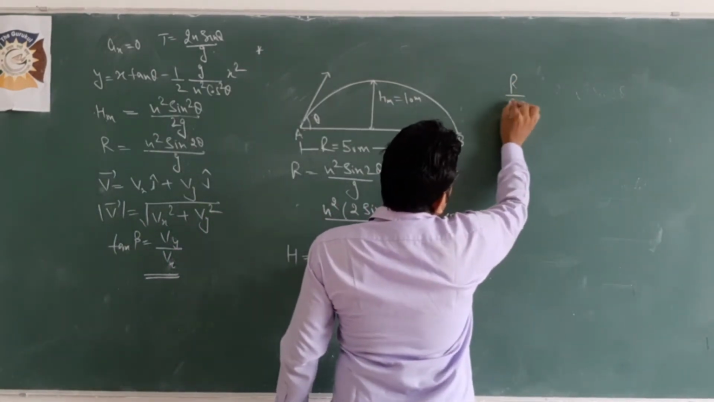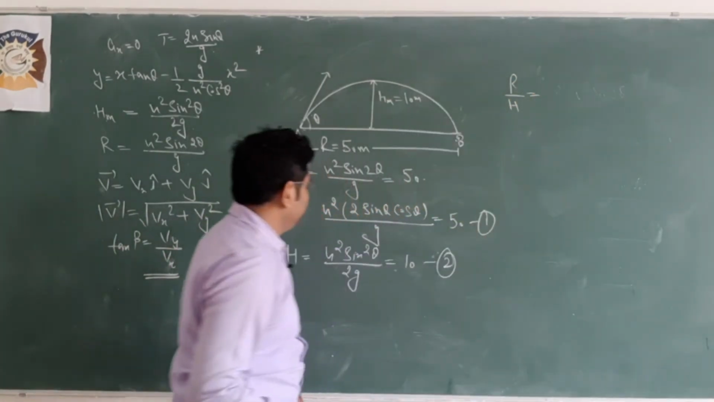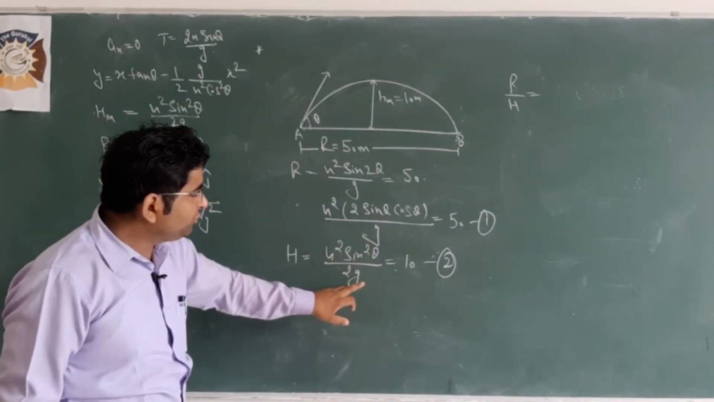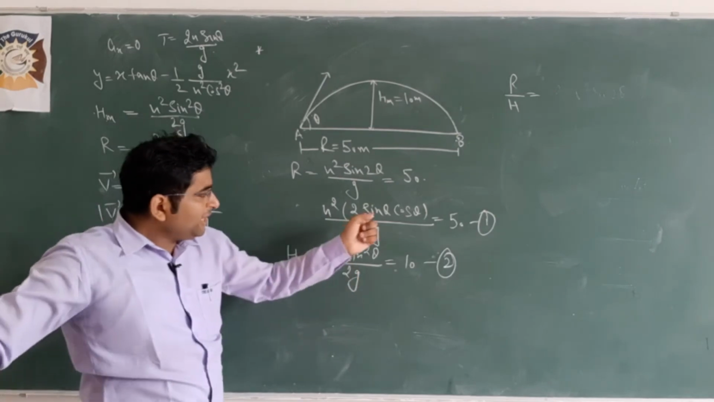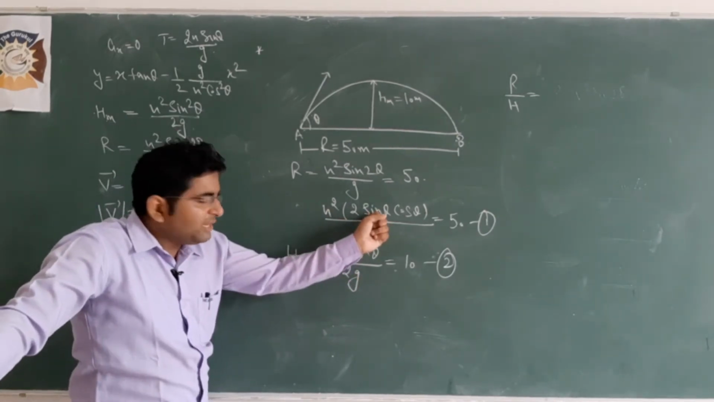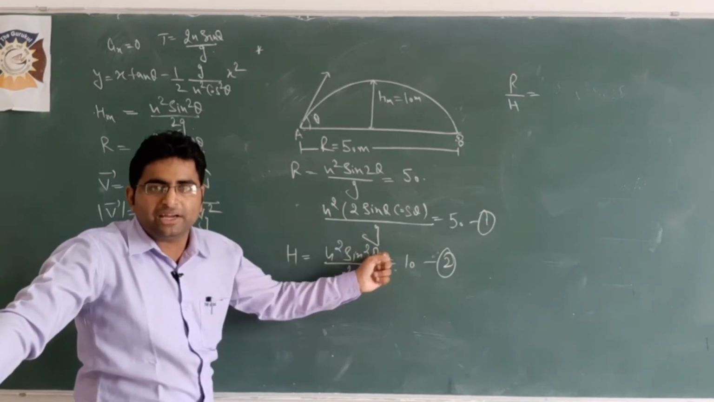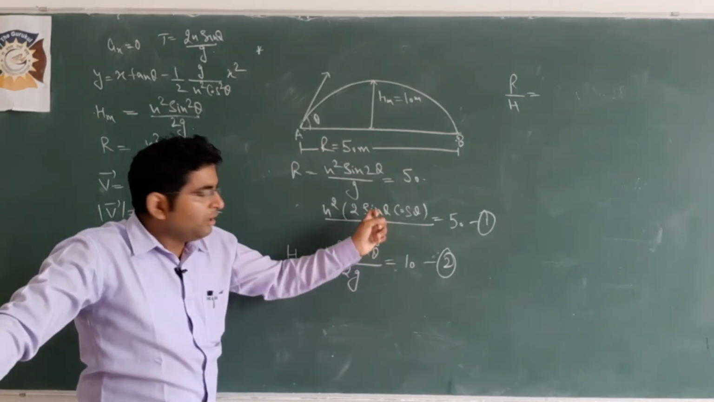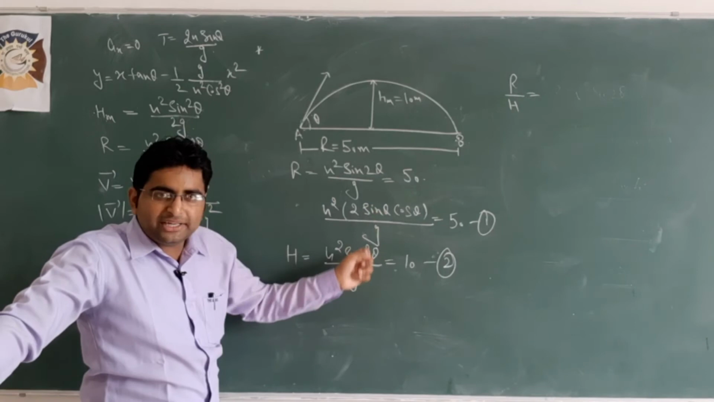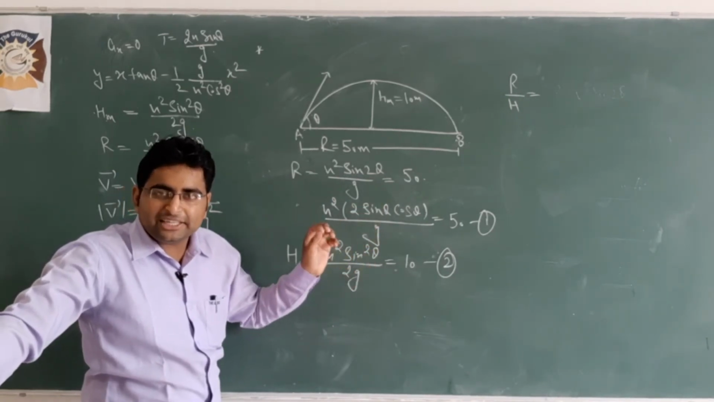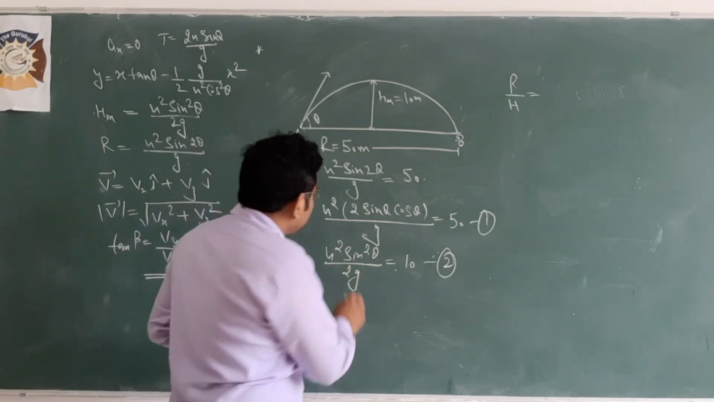So R over H is equal to, बेटा u square से u square get cancel out, g to g cancel out. बेटा यहाँ पर ध्यान से देखना आप. Here sin theta we have, and in this expression it is sin square theta we have. Clear? So beta, when you will divide it, one sin theta will get cancel out, only one sin theta will remain here.